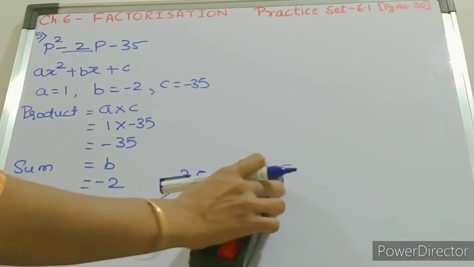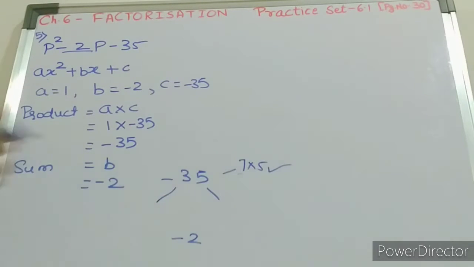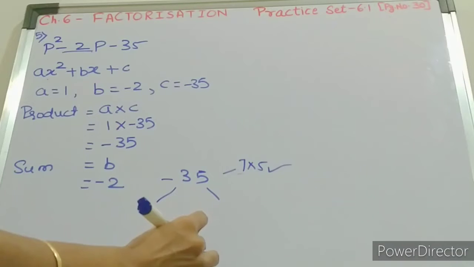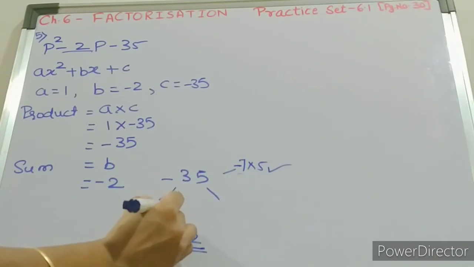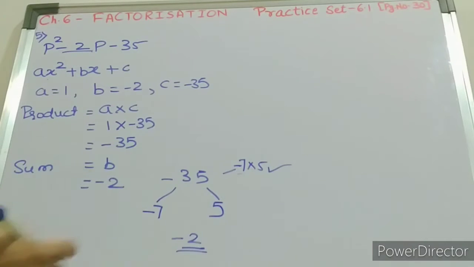Because for that I have to observe the sum value. The sum value is given as minus 2. So the bigger number should have the minus sign. Okay? So the factors will be minus 7 and plus 5. Minus 7 into 5, minus 35.